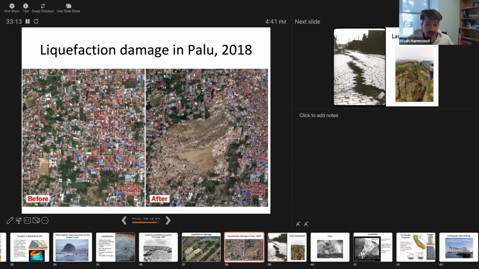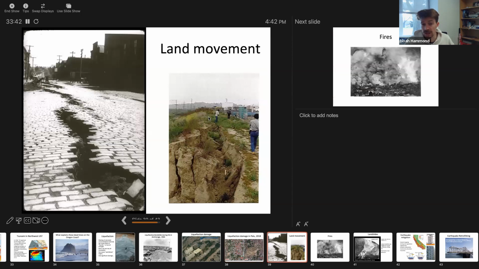So liquefaction can do quite a lot of damage. This is liquefaction in Palu, before and after satellite images, where dozens of buildings were just completely destroyed because the ground they were on just completely turned to mush and could no longer support anything. Obviously, land movement can occur and slide around, and gaps can open up. And this doesn't cause most of the damage. Mostly it's from shaking and liquefaction and sometimes tsunamis.